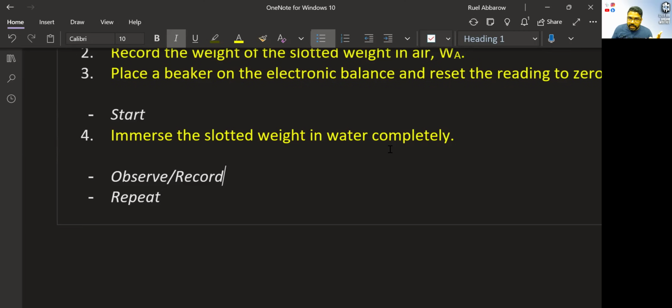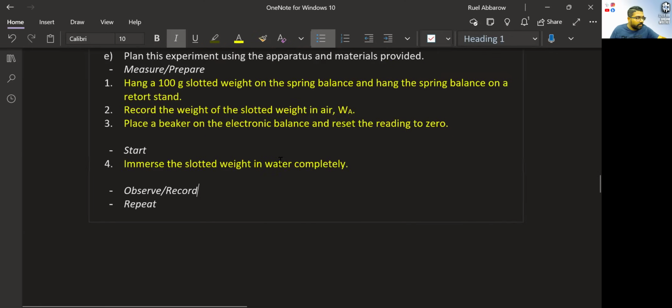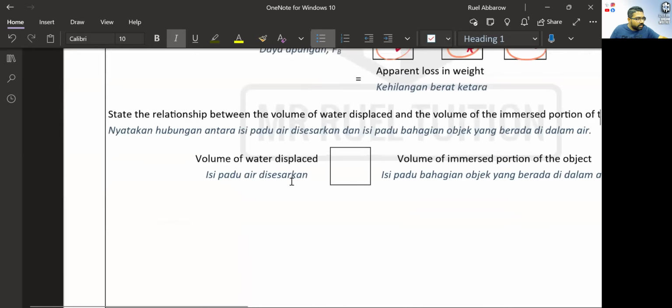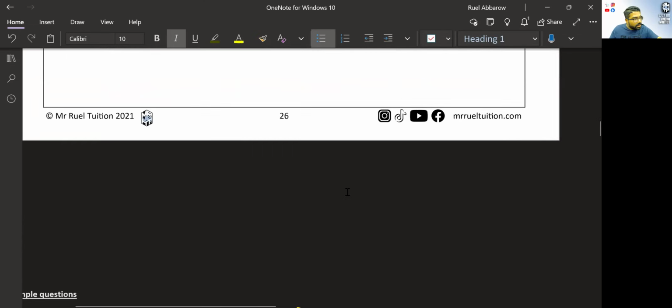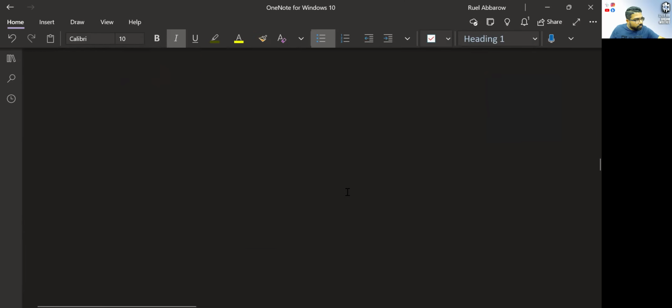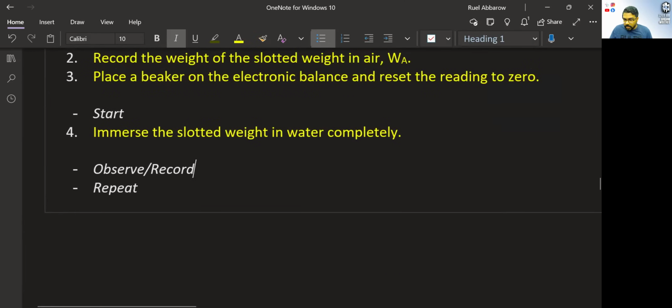Now, after we've collected the data, that doesn't directly give us the MV and the RV. So MV and RV in this particular experiment have to be calculated, isn't it? We are calculating buoyant force using WA minus WD, and we are calculating the weight of liquid displaced by multiplying the mass with g. Both require calculations. So this is what you need to state at the observe and record part, whatever data we are collecting, data collection. Okay, so coming back here, observe and record.